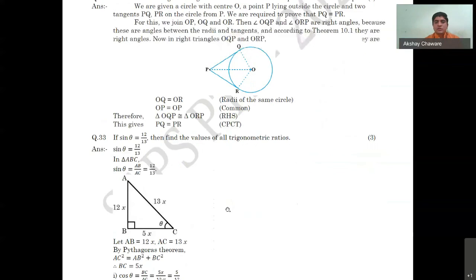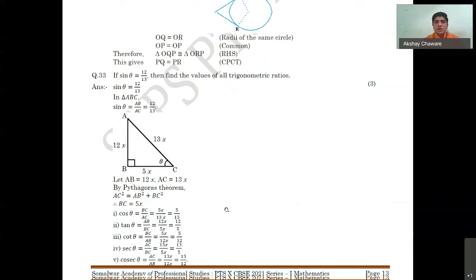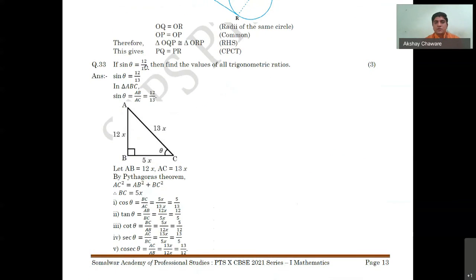Now in question number 33, very simple question. If sine theta is equal to 12 by 13, find the values of all the trigonometric ratios. So we will use the triangle method here. Sine theta is opposite upon hypotenuse.